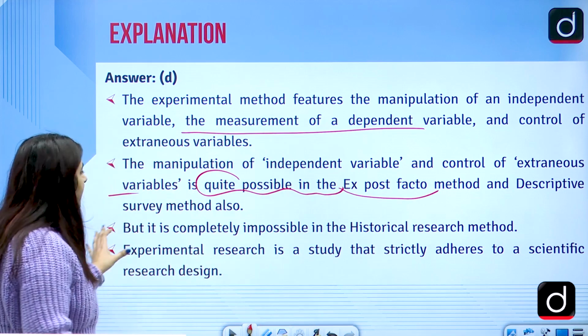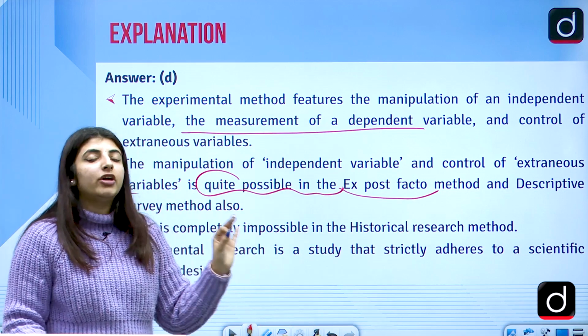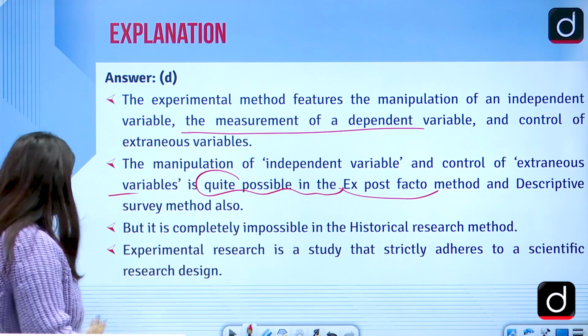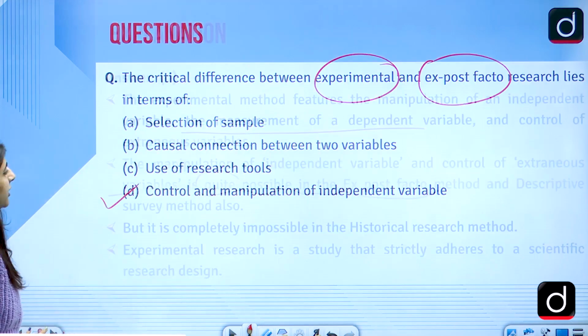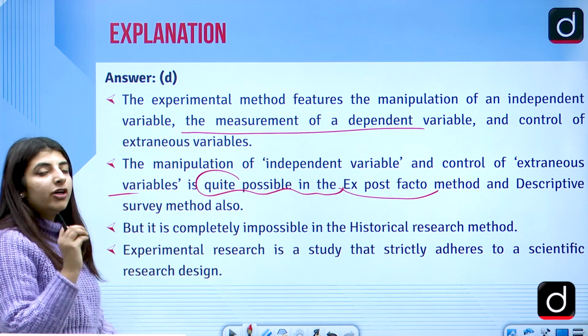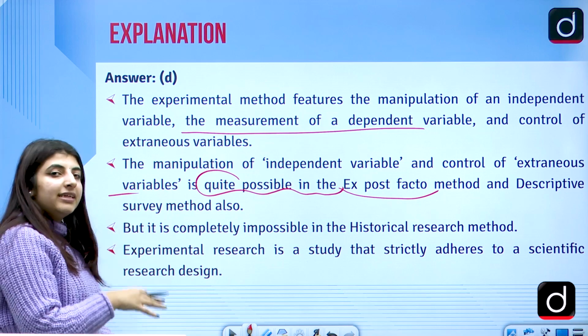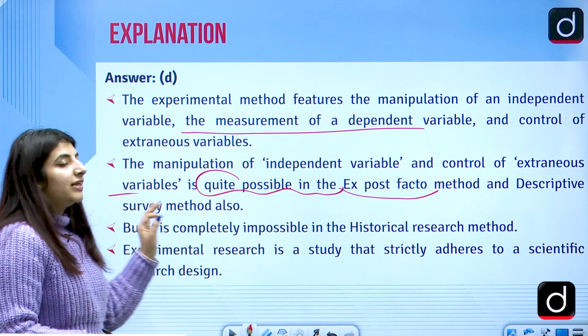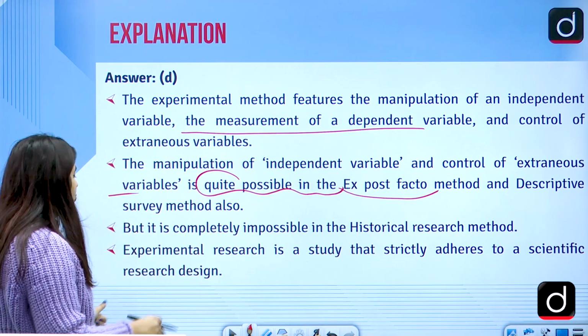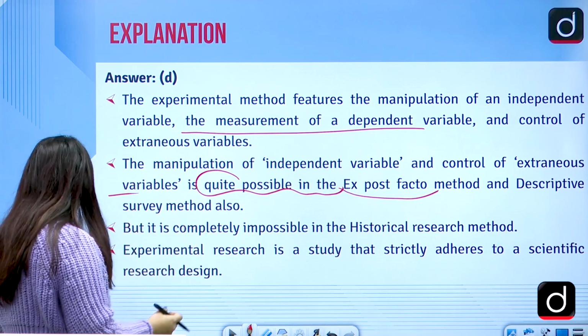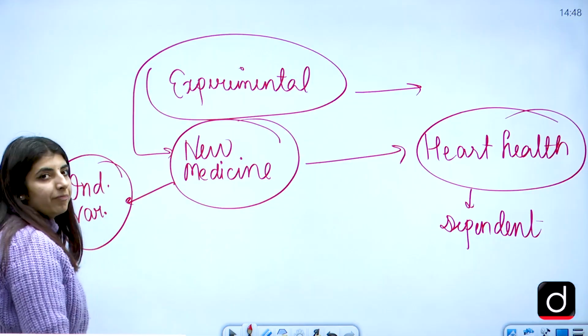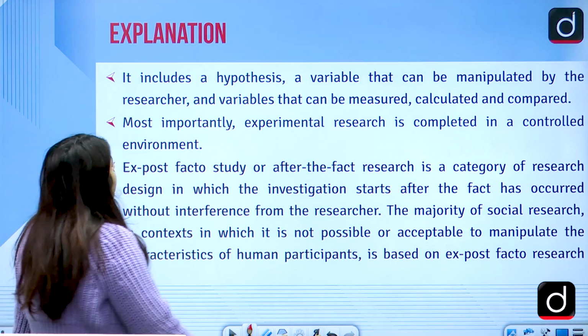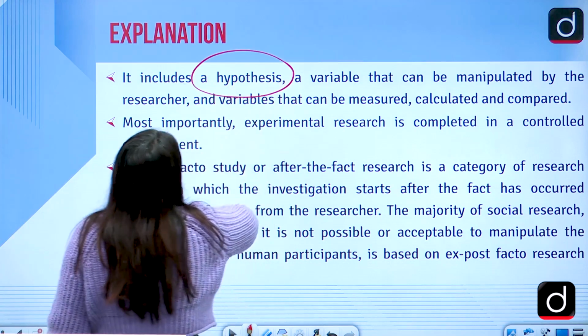Correct? But it is completely impossible in the historical research method. If we talk about the historical research method, we cannot control any variables there because the things have already happened or occurred, right? Experimental research is a study that strictly adheres to scientific research design, and I have given you the example of the same, correct? It includes a hypothesis that I am going to test, right?